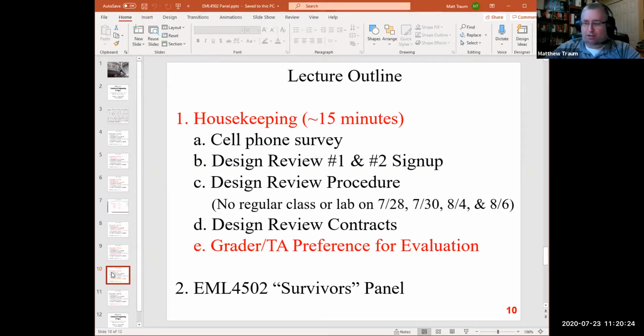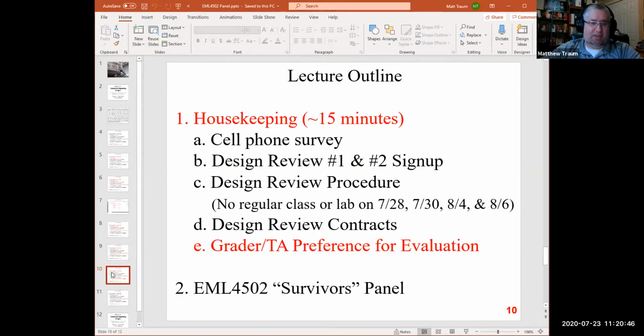So what I will do after class today is send a message to each of the groups asking you to identify your top choices for the grader or the TA that you would like to follow you and evaluate you. And then we'll do our best to get those people assigned to you, so that from here on out, that's the person that does all of your evaluations.